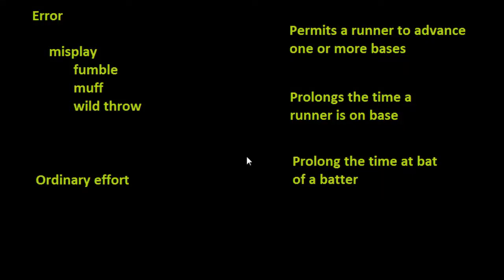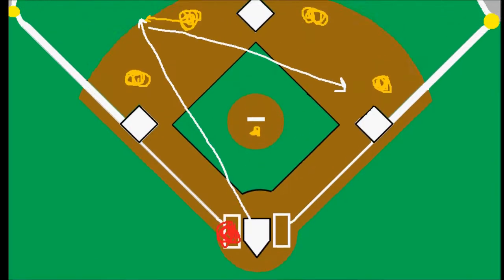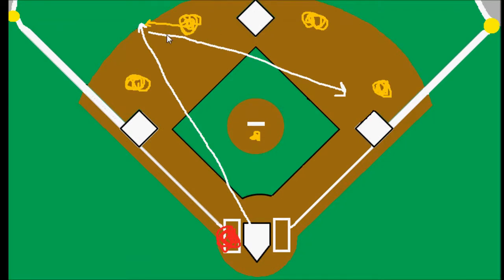So there are a few misconceptions, things that people will say, like, "Oh, that's an error," or "That isn't an error," but really it all goes back to this term ordinary effort. For example, if the ball is hit to the shortstop and it hits his glove and bounces away, some people might say, "Oh, it hit his glove, that's an error." But really, whether or not it hits his glove has nothing to do with ordinary effort, right?